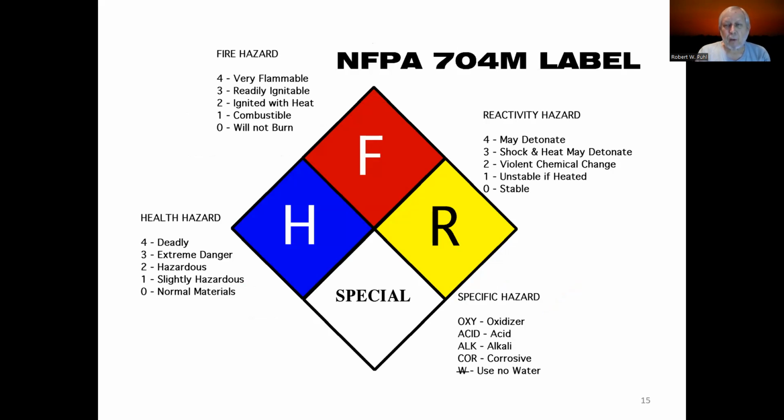The higher the number, the worse it is, or the more hazardous it is. For fire, 4 is very flammable, 3 is readily ignitable, 2 is ignited with heat, 1 is combustible, and 0 will not burn. I hardly ever see a 0 in any of these, though.